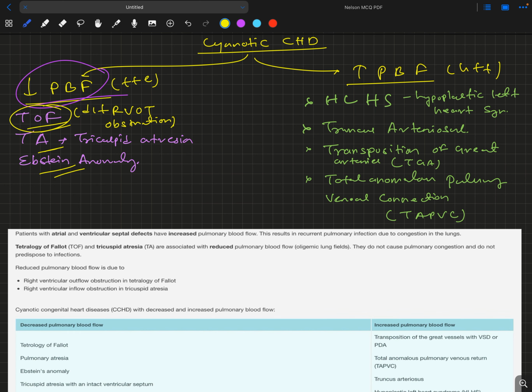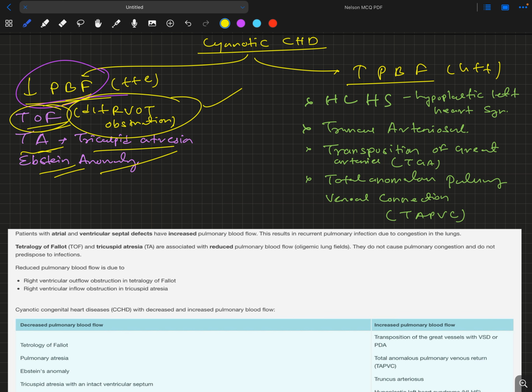In case of tetralogy of Fallot, decreased pulmonary blood flow is due to RVOT obstruction or infundibular hypertrophy. In case of tricuspid atresia, there is an atretic tricuspid valve, so no blood from the right atrium goes to the right ventricle. The blood from the right atrium goes to the left atrium via the atrial septal defect, and from the left atrium it goes to the left ventricle, and from the left ventricle via a ventricular septal defect it reaches the right ventricle. So the amount of blood reaching the right ventricle is very less, so that's why there is decreased pulmonary blood flow in case of tricuspid atresia.